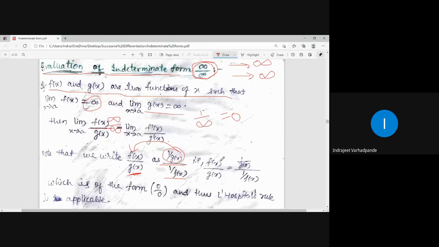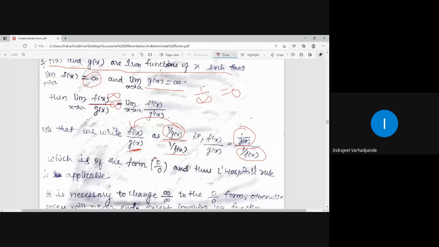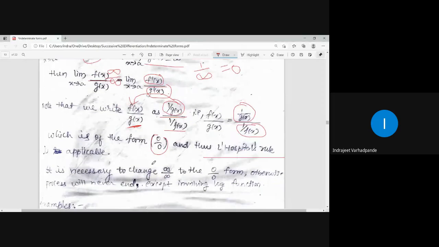So how can we express f of x upon g of x? We can express f of x upon g of x as 1 upon g of x whole divided by 1 upon f of x. Now this will take the form 0 by 0, and by applying L'Hospital rule, I take down f dash of x upon g dash of x. So it is necessary to change infinity by infinity to the form 0 by 0.